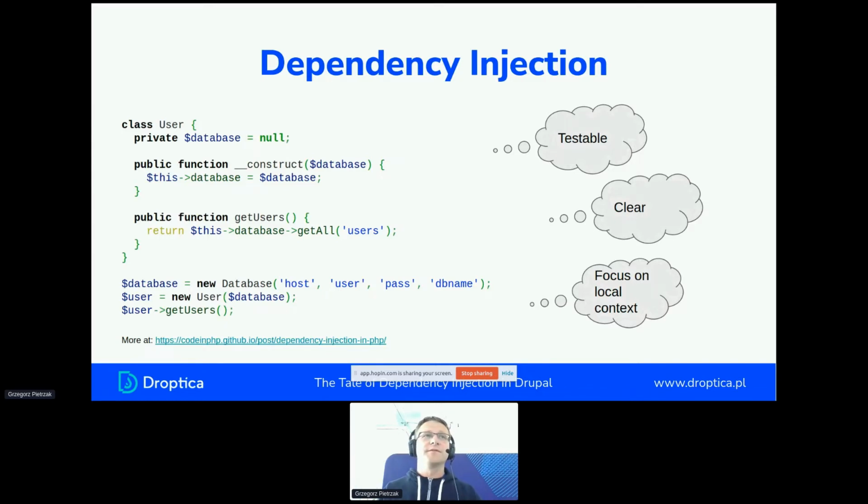This code is very clear, even if it's a bit verbose. It's clear because if people know how to use dependency injection and how it looks, and it's like a standard in the PHP world right now, they will know instantly what happens here. And also, this code focuses on local context because it focuses on the object that is passed to the class. So this database can actually be something more local than some super class that holds the database.